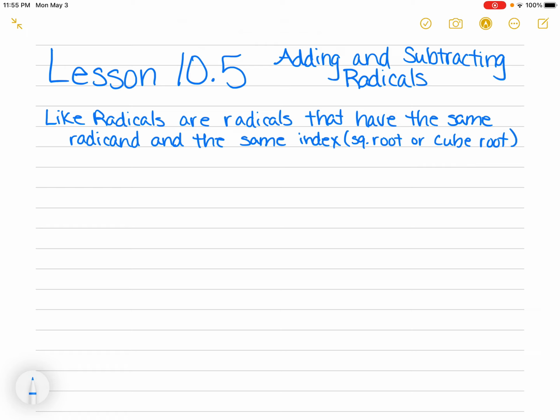Okay, so when we were doing like terms, these were like terms, right? Because they both had x's, and so that would equal 5x. Well, the same is true if we were doing square roots. If I had 2 times the square root of 2 plus 3 times the square root of 2, then that would equal 5 times the square root of 2. Okay, so pretty easy. So I just showed you an example, but I didn't call it example 1.